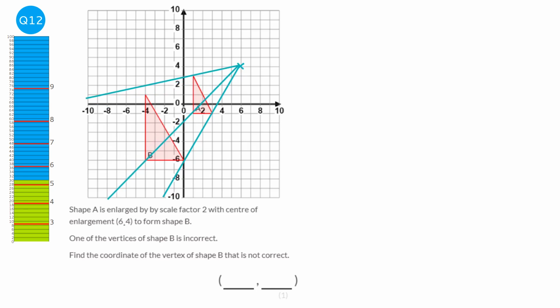But it does not on this one. So it says find the coordinate of the vertex of shape B that is not correct. So the coordinate is this one here. And so that would be -4, 1.